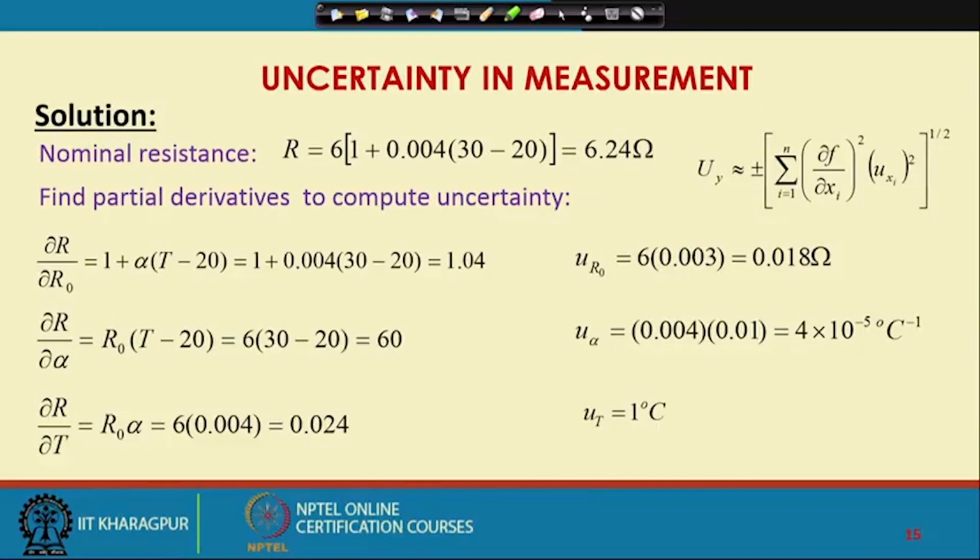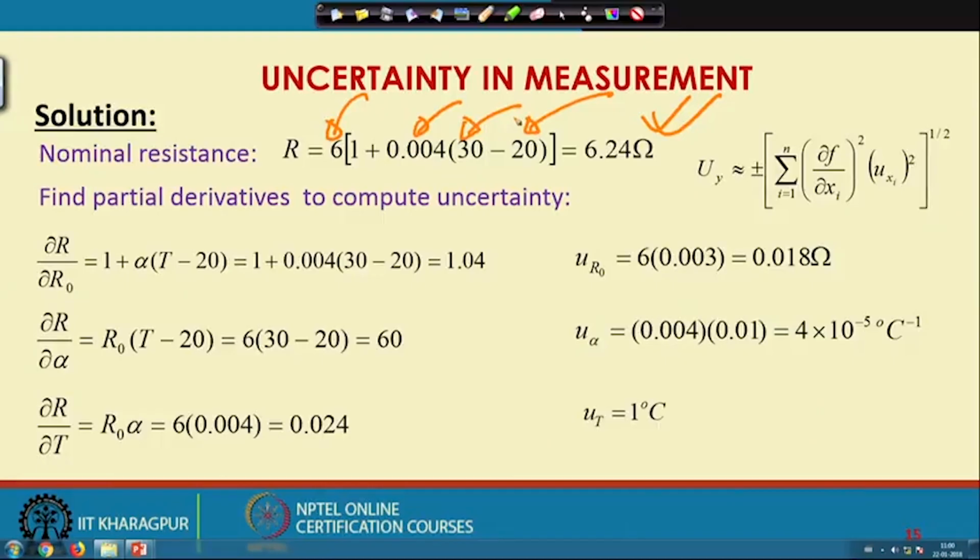So, first let us compute the nominal resistance at 30 degree Celsius. So, straight away make use of the equation R equal to R0 into 1 plus alpha into T minus 20. If you use that, you get a value of 6.24. So, this is R0, the nominal value, alpha, T equal to 30 degree Celsius minus 20. So, you get 6.24.